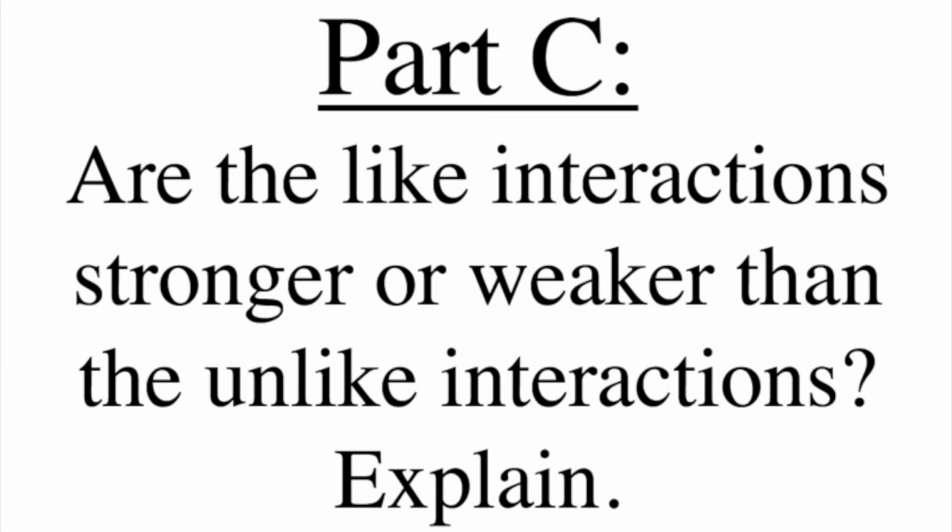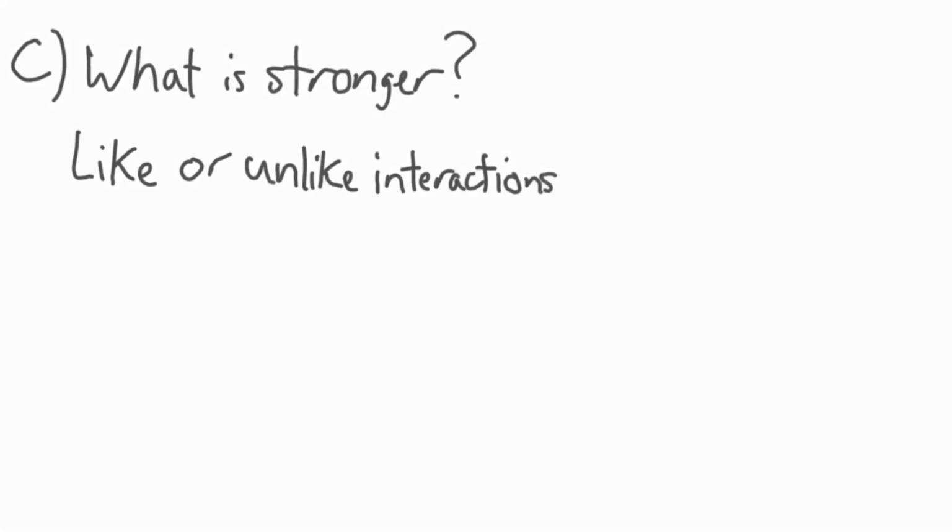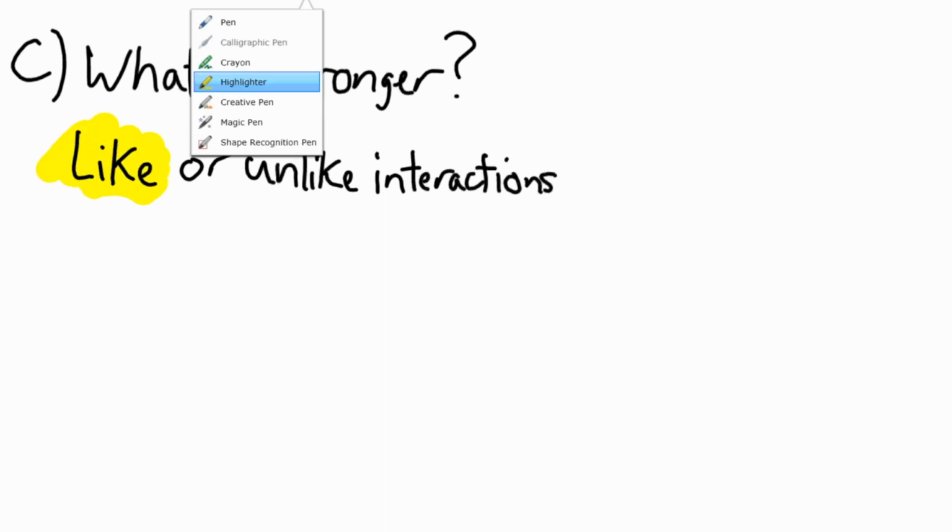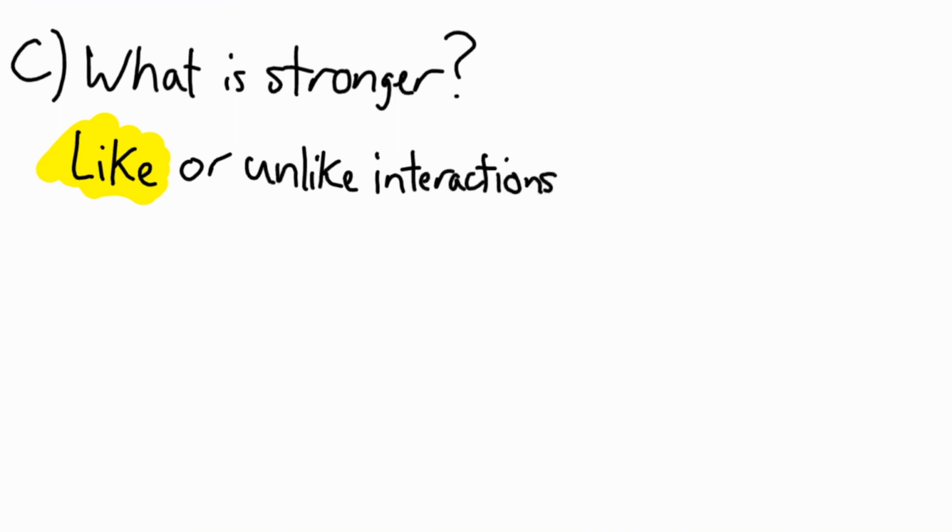Part C. Are the like interactions stronger or weaker than the unlike interactions? Explain. So for part C, the question is asking you whether the like or unlike interactions are stronger. And we know that the like interactions are stronger because the value for A is greater than 0. And also we know that the like interactions are stronger because the Gibbs free energy is greater than 1.